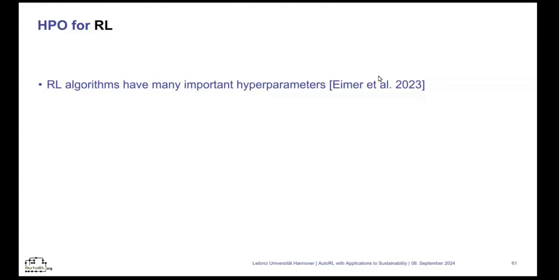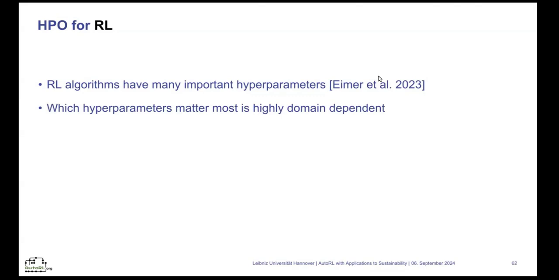So what's the basic fact about RL? As in many algorithms, we have many important hyperparameters. This links to a paper where you can see a lot of plots. For now, you'll just have to believe me. There are many. Most of them are important in some way. And what I will show you a plot for is that which of these matter is super domain dependent.